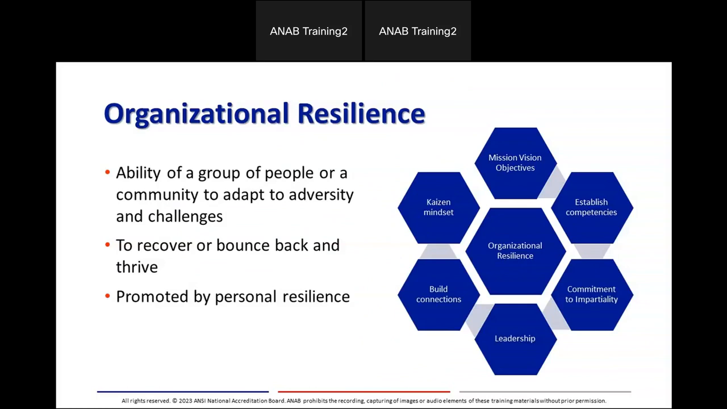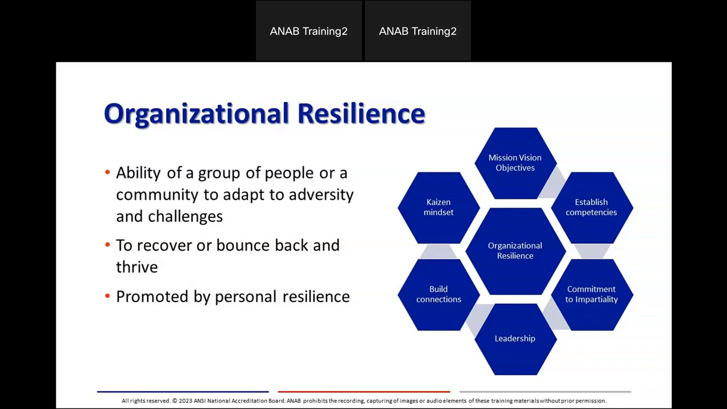Often we think of resilience as a personal trait, and it certainly is. But resilience can also be a trait of a group, of a community, of a culture, even an organization or a business. This is called community resilience. Community resilience is defined as the capacity of the group or community, that is the organization, to deal with changes and challenges and to continue to develop and grow and bounce back and thrive.